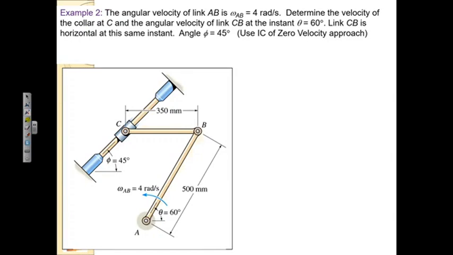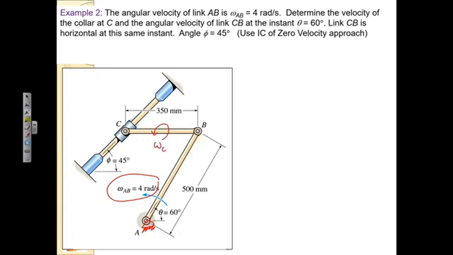All right, last example. We have the angular velocity of link AB going at 4 radians per second. That is our guy down here. A is pinned, by the way. Determine the velocity of the collar at C and the angular velocity of link CB at the instant theta equals 60. So what's shown here?